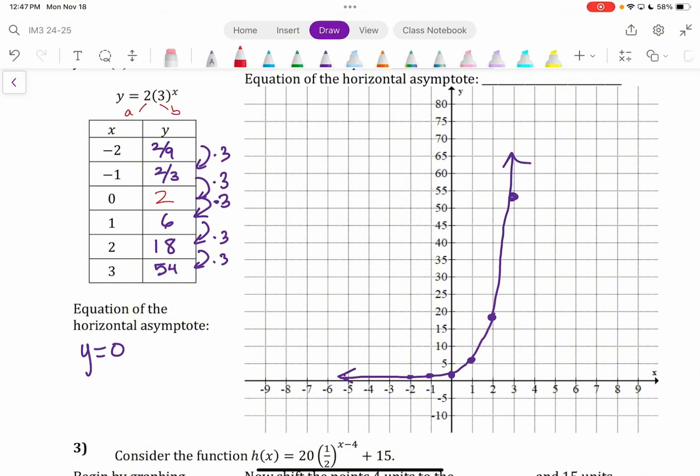As you can tell, the original horizontal asymptote is the x-axis. Like I told you guys, that won't change unless you have transformations, which is what we're going to look at in the next part. So this, what I have right now, is the original graph in purple.